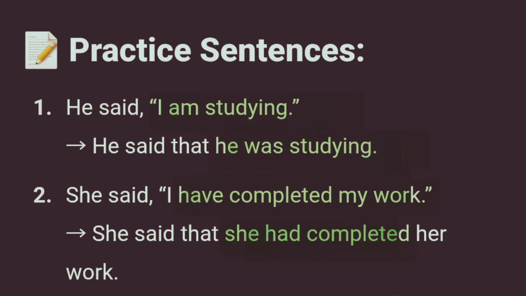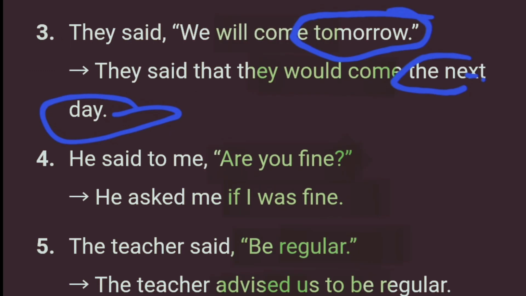Second one, she said, I have completed my work. Present perfect tense. Now it will change to past perfect tense. So in indirect speech, we will write that she said that she had completed her work. She had. Past perfect tense. Now in third one, they said, we will come tomorrow. Here given, they said that they would come the next day. Tomorrow will change to the next day.